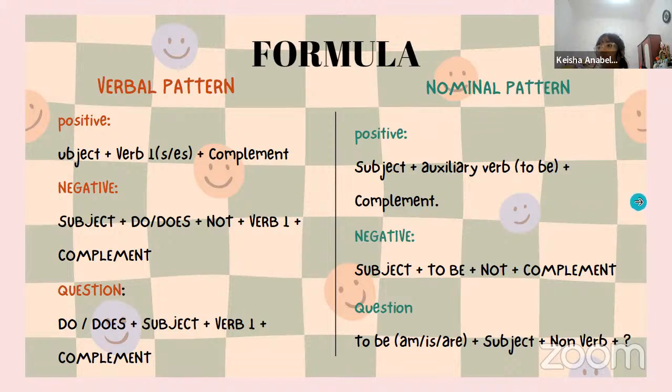And the nominal pattern: the positive is subject plus auxiliary verb to be plus complement. The negative is subject plus to be plus not plus complement. And the question is to be, am, is, or are, plus subject, plus noun or adjective, plus question mark.